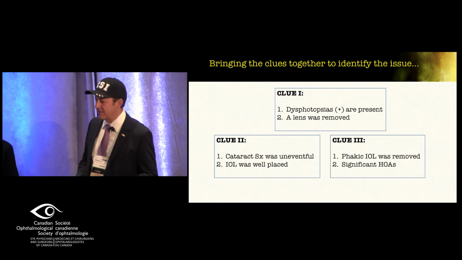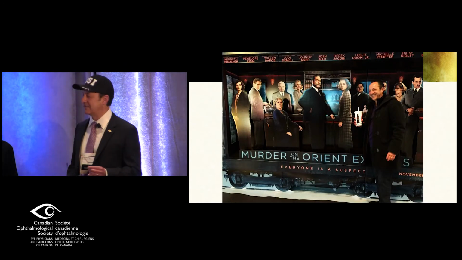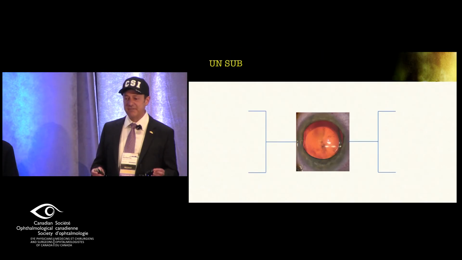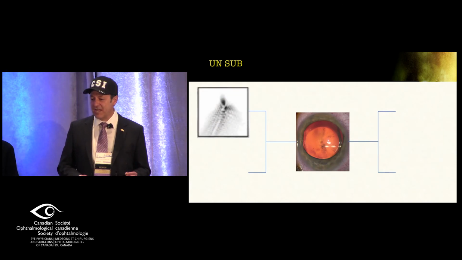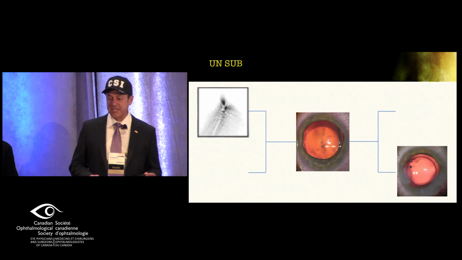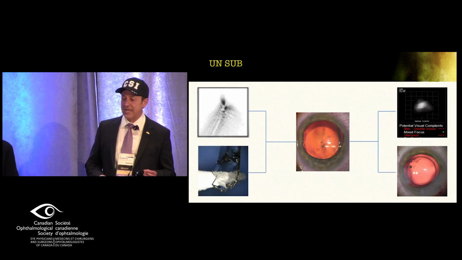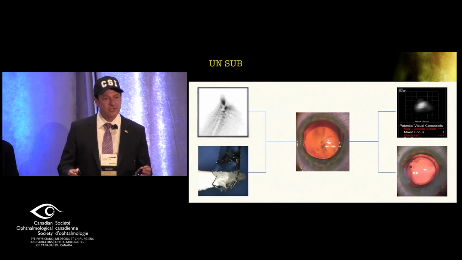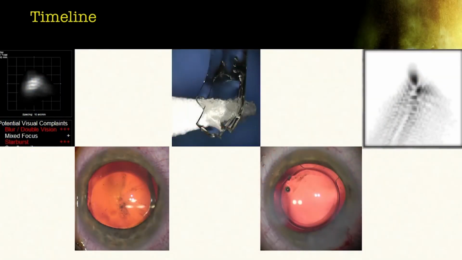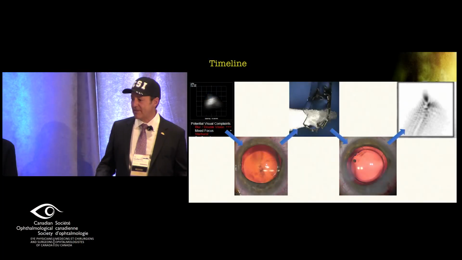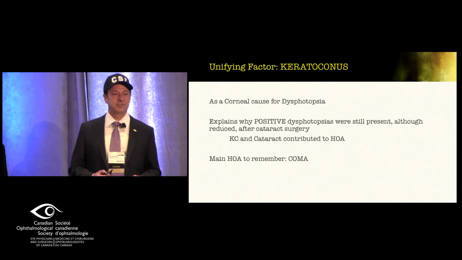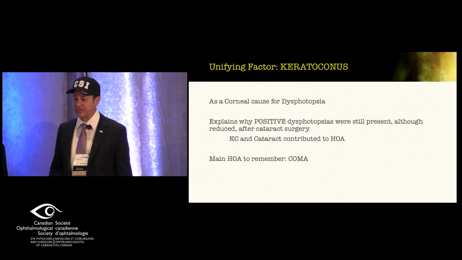I know you're all newbies here, but I've had previous experience in some similar cases, so I will help you through this. We have an unsub that's at the middle of the controversy, which is the phakic IOL. There are different aspects of dysphotopsias, a lens, and a well-performed surgery, but I'll show you the timeline. The dysphotopsias were there before the ICL was placed. Then the ICL was removed in preparation for cataract surgery. Cataract surgery was fine, and there were still some remaining dysphotopsias afterwards. So the underlying issue is keratoconus. Okay? So that was the underlying issue as a corneal cause for dysphotopsia.